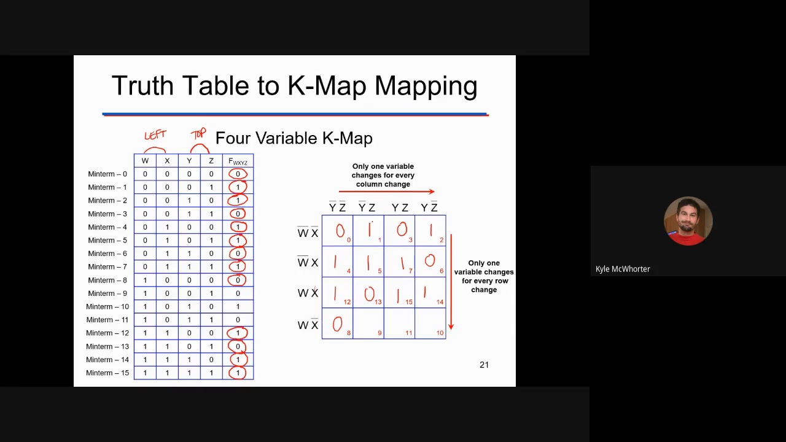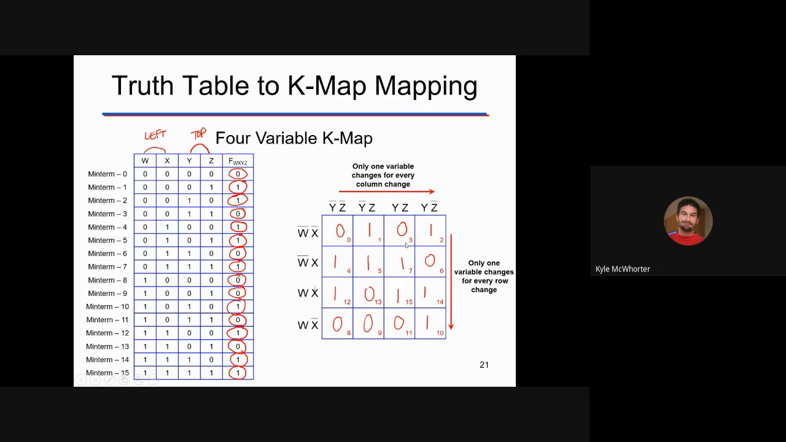1, 0, 0, 1. That is row 9. So it's a 0. Then we got 1, 0, 1, 1. That is row 11. So we got a 0 there. Last box, 1, 0, 1, 0. That is row 10. So the output is a 1. So that is the way we get our information from our truth table into our K-map.